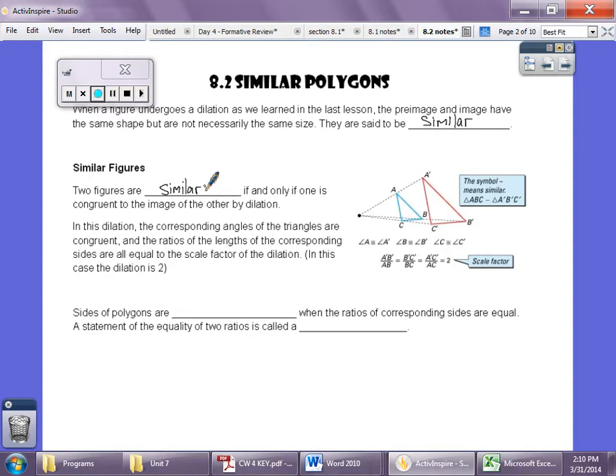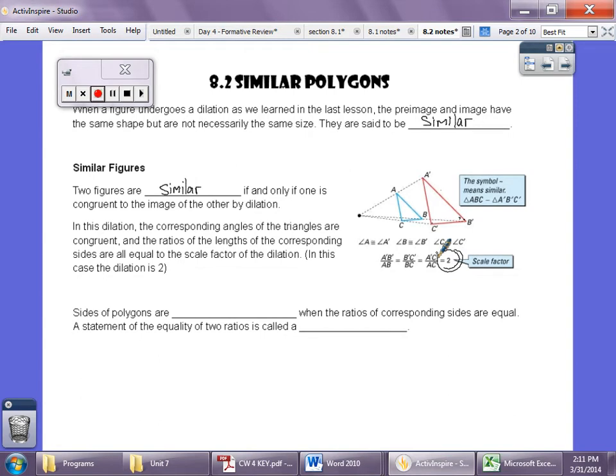So if you look at this example, it's showing you that angle A and angle A are congruent, angle B and angle B are congruent, angle C and angle C are congruent. So all of the angles are congruent, and then AB and AB prime, these are all proportional. They have that scale factor of 2. So that's your dilation, a scale factor of 2.